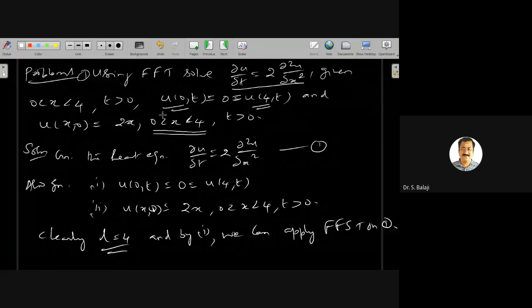Therefore, here the length is 0 to 4, so L is equal to 4. And since u(0, t) and u(4, t) are given, we have to adopt the finite Fourier sine transform.